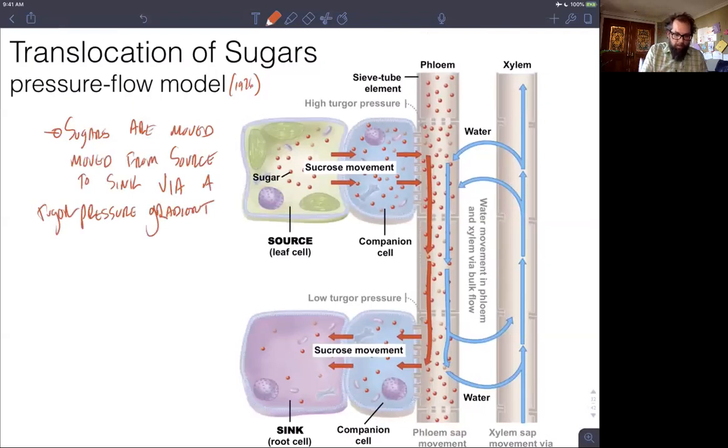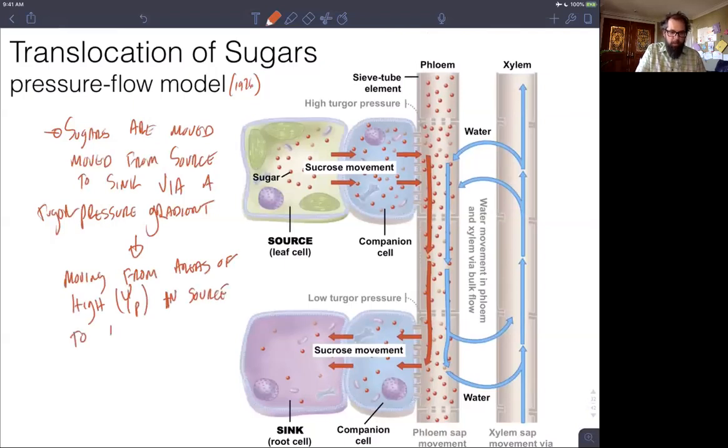And so another way to say that is that sugars are moving from areas of high pressure, and I'm going to do that as high pressure potential in the source, to low pressure potential in the sink. And so how is that done? Let's just talk through this really quick.